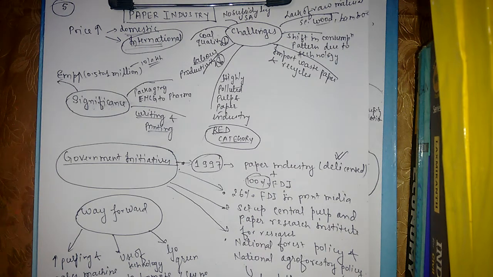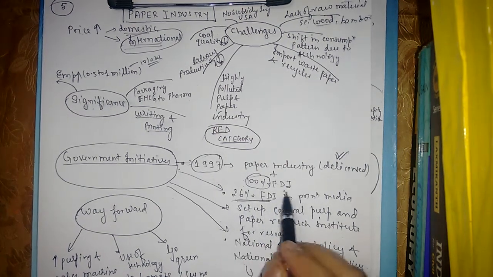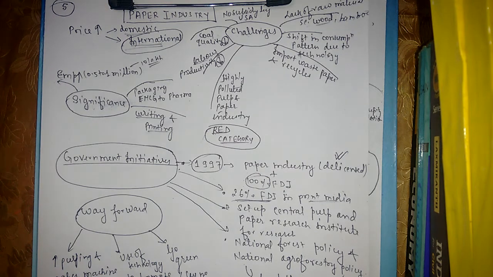FDI means foreign direct investment, right? We will import 100% paper from foreigners. Obviously they will export, and India will import the paper from foreigners, so it is going to be costly, right? Cost will increase. And 26% of FDI, foreign direct investment, is used in print media, right?